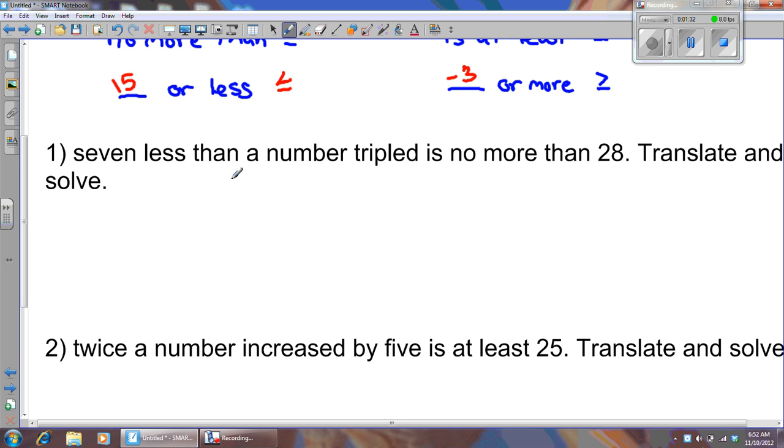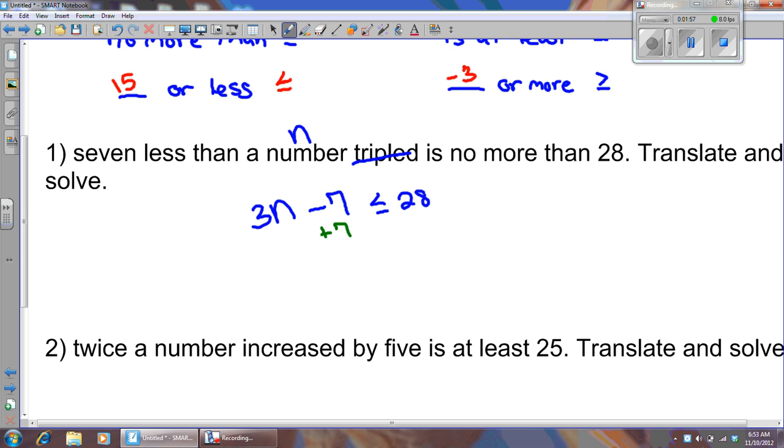I need 7 less than a number tripled is no more than 28. Well, I want to start with the number, n. I need to triple that number, which means multiply by 3. 7 less. Remember, to get 7 less, I have to subtract 7. No more than, well, that's a less than or equal to 28. There's my translation. Now I'm ready to solve.